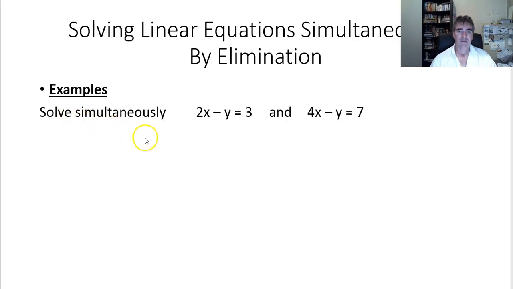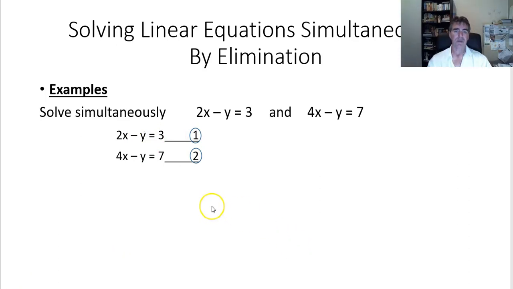So for instance, our first example, we've got 2x minus y equals 3 and 4x minus y equals 7. So to solve these simultaneously, the first thing we're going to do is label the equations. So equation 1, our first one here, and equation 2, our second one. And the reason we do that is so that when we refer to either of them, we know which one we're talking about.